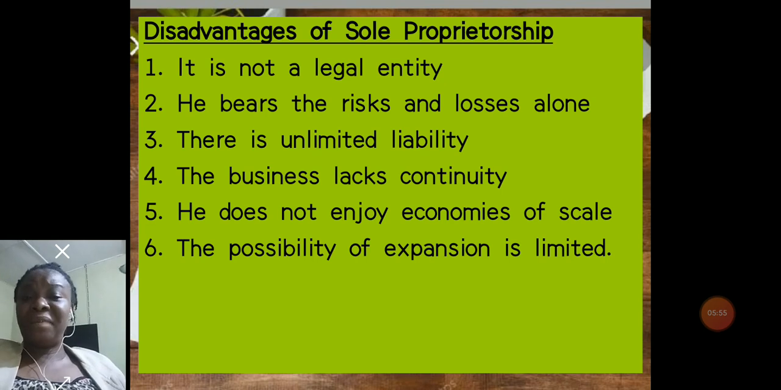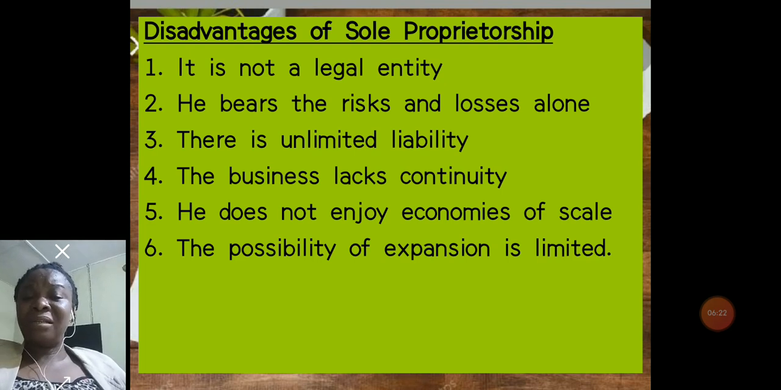Number two, he bears the risk and the losses alone. Number three, there is unlimited liability. By unlimited liability, it means if for one reason or the other the business runs at a loss, the sole proprietor will not just lose the capital he invested in the business, he will also lose his personal property. That means some of his personal property may be sold to offset some debts.